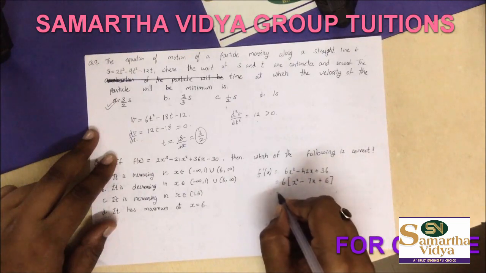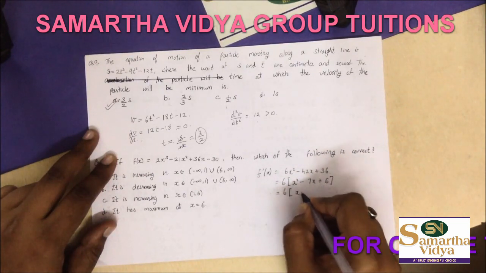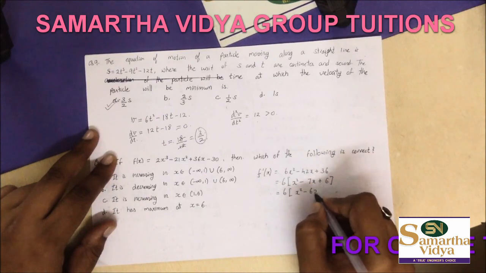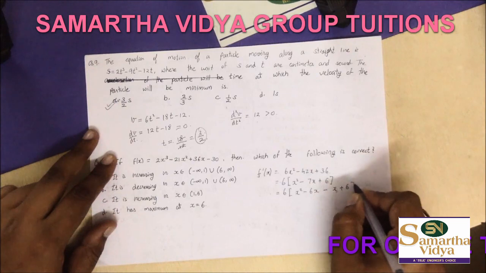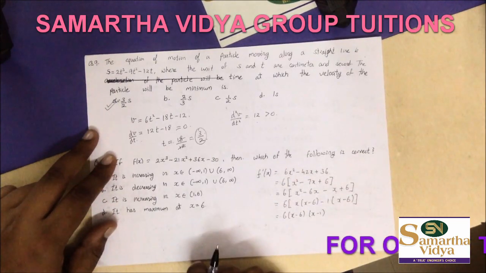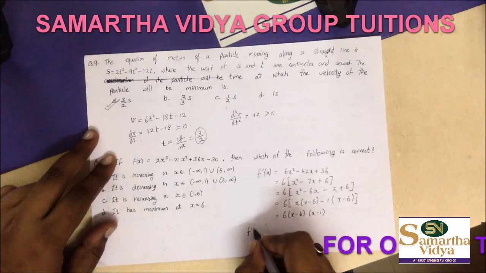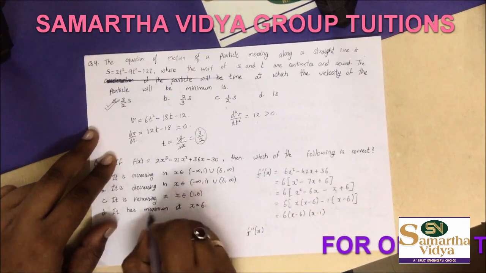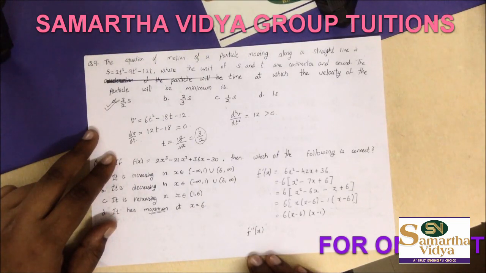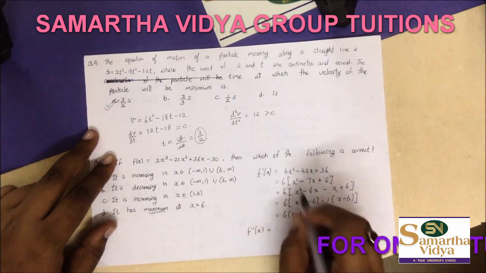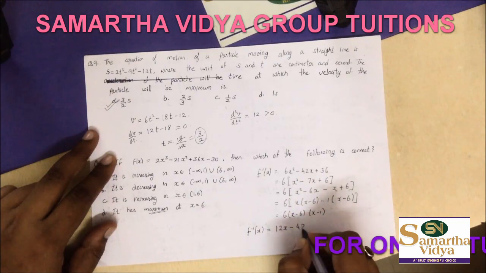I need to find the factors for this. That's going to be x square minus 6x minus x plus 6. So this is nothing but f dash of x. Let's find the double derivative, because there is one option which is for maxima or minima. Let's check whether it's maxima or minima in that range or not. If I find the double derivative, this becomes 12x minus 42.